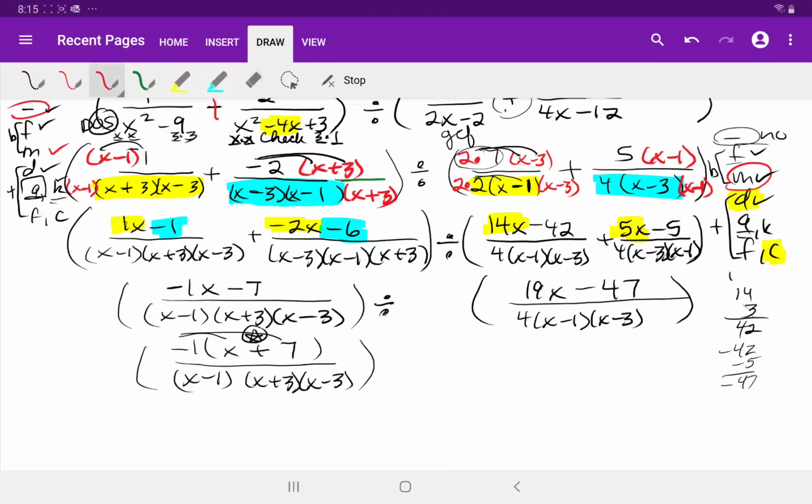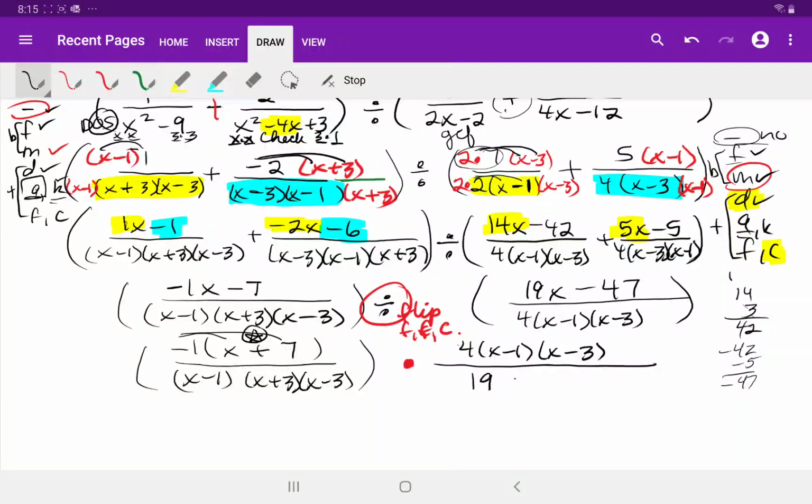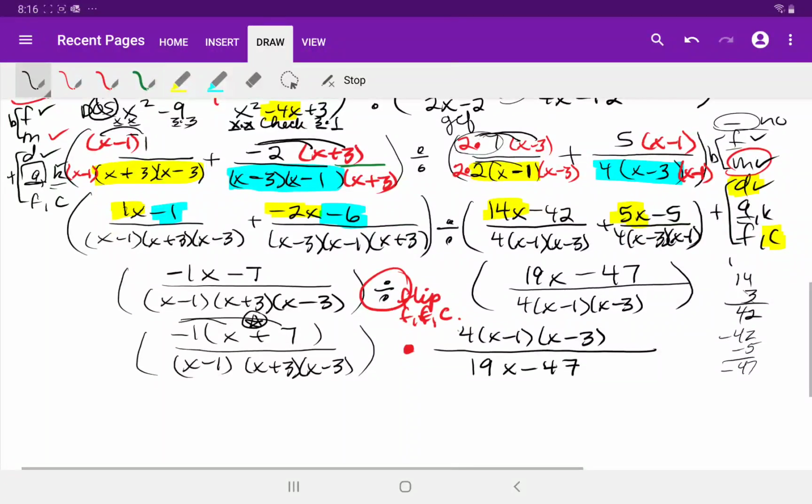Okay, so I am going to now do step 3. Step 3 is if you see a division, you flip FFC. The nice thing is you've already FF'd, so mostly you're usually just on C. Okay, so you do have to multiply. So change it to a multiply, and then you are going to flip the second fraction, because that's how you divide fractions. You multiply by the reciprocal of the second fraction.